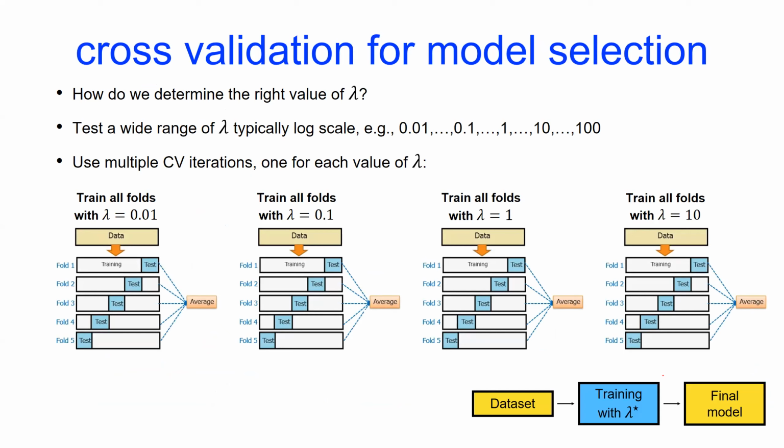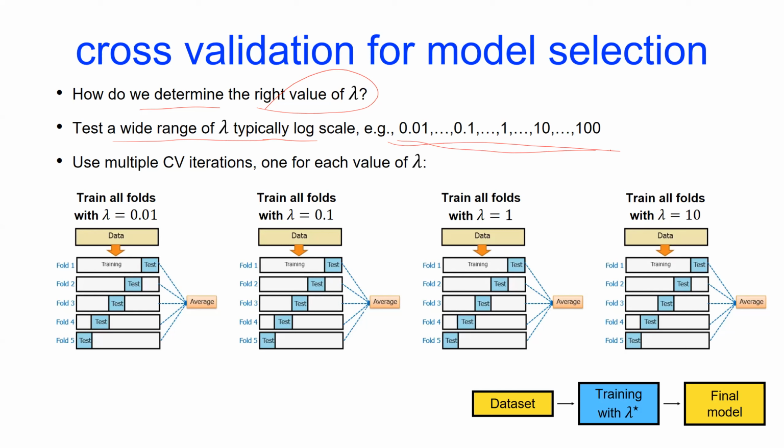So now we want to determine the right value of lambda. We want to test a wide range of lambda, typically on a log scale. I think I mentioned this part: actually, there's no range constraint for lambda. You can take 1, 1.2, 1.3. There's nothing preventing you from doing that, but it's not worth trying every single value. So usually we try this kind of log scale.